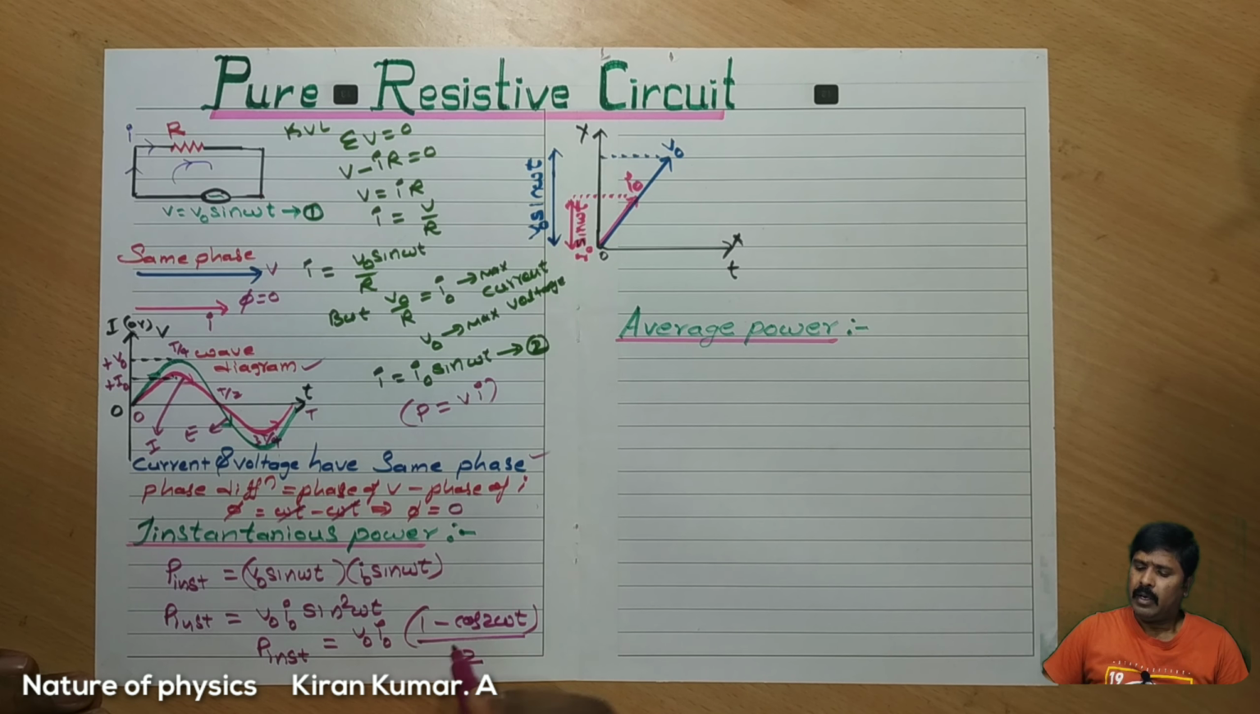Okay, now in continuation, here we have to write two values, students. One is the RMS voltage and the other is the RMS current, students.